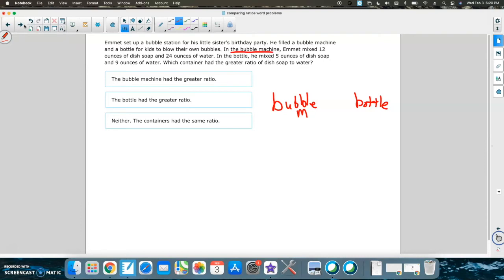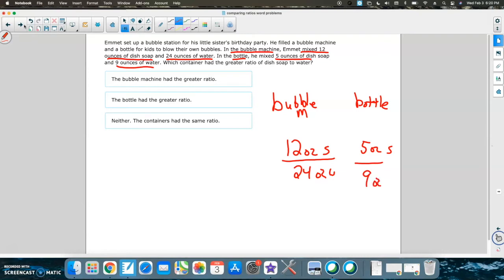In the bubble machine, Emmett mixed 12 ounces of dish soap and 24 ounces of water. So 12 ounces of soap, 24 ounces of water. If you haven't written this down yet, do that, please. Okay, you can push pause and push play. In the bottle, you mix 5 ounces of dish soap, so 5 ounces of soap, and 9 ounces of water. Okay, which container had the greater ratio of dish soap to water?